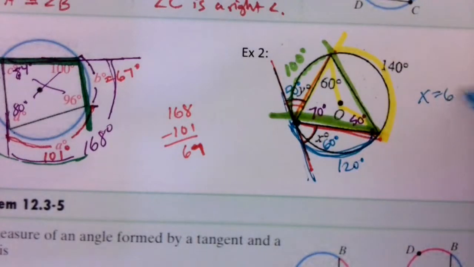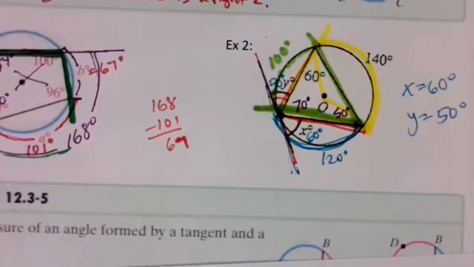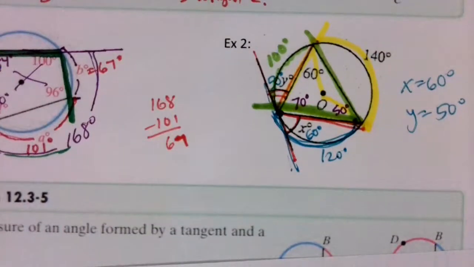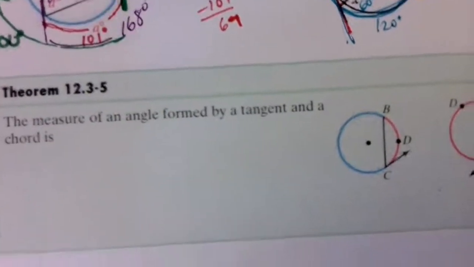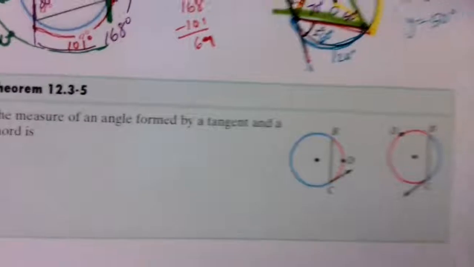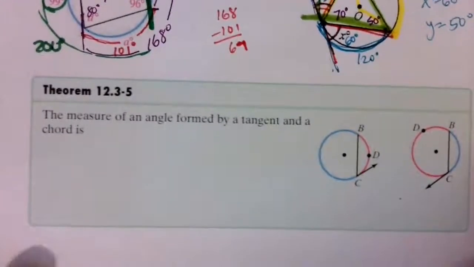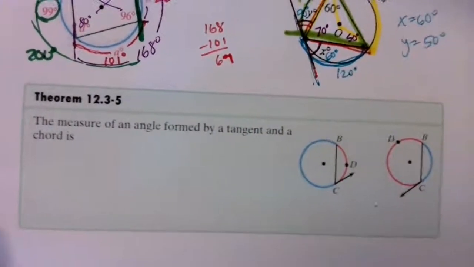So X was 60 degrees, and Y was 50, in case you couldn't read my sloppy writing there. But more importantly, I want you to know that that's not a new vocabulary. It's still an inscribed angle, but we're going to draw it. If you don't already have this note sheet, you're going to draw this, and the rest of us are going to write this, because we do need to have this as an example in our notes. It will confuse you if you don't write this down.